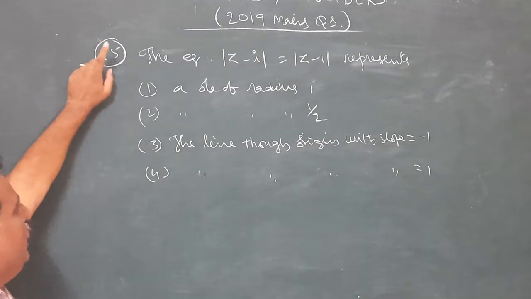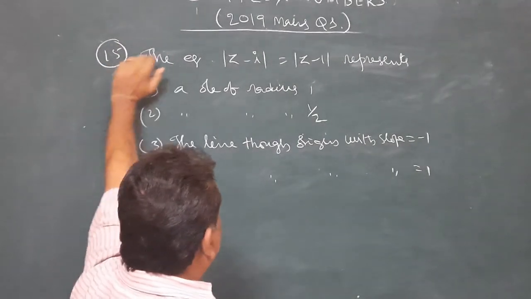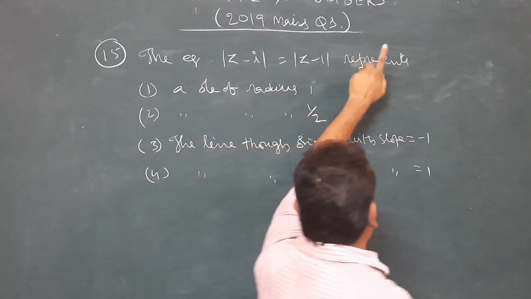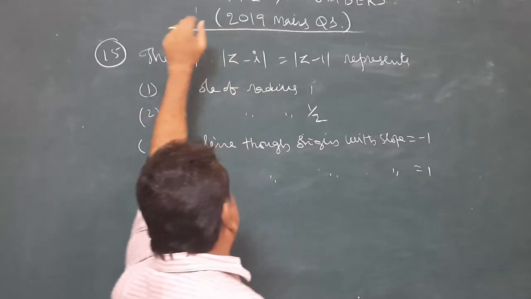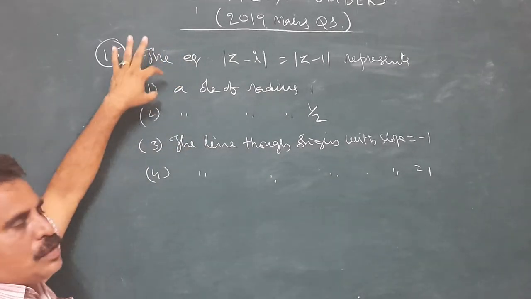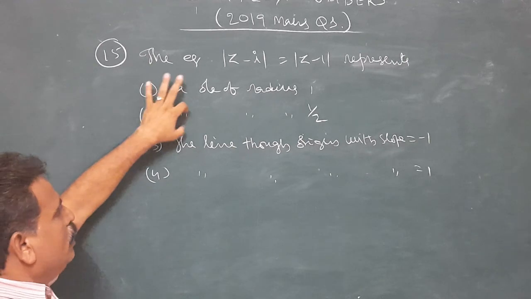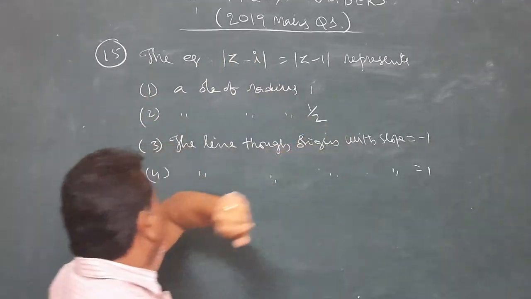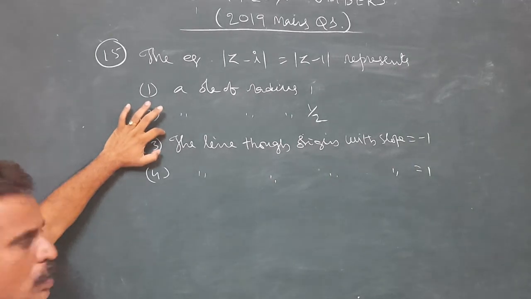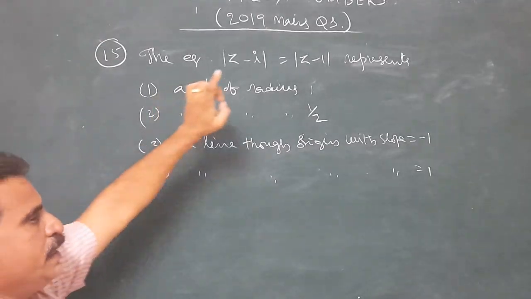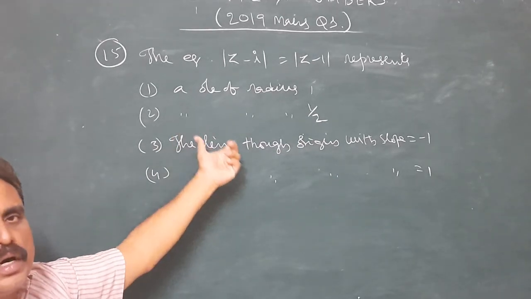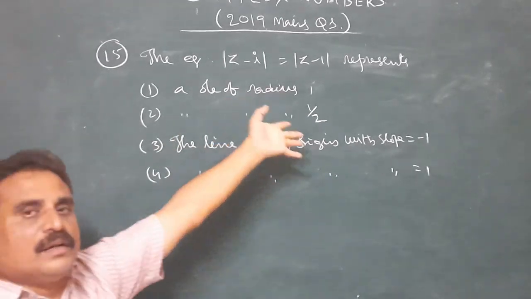Now, question number 15. The equation mod z minus i equal to mod z minus 1 represents: first option, a circle of radius 1. Second option, a circle of radius 1 by 2. Third option, the straight line passing through origin with slope minus 1. Fourth option, the straight line passing through origin with slope 1.